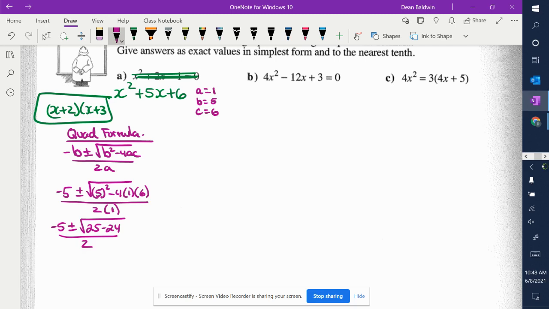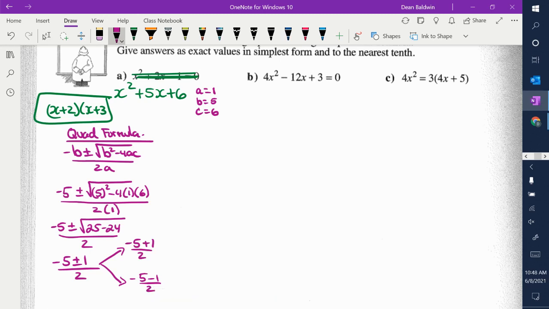What's 25 minus 24? 1. What's the square root of 1? 1. So I get negative 5 plus minus 1 over 2. So then what you do is you go negative 5 plus 1 over 2, negative 5 minus 1 over 2. That's what the plus minus means. You have to do both.